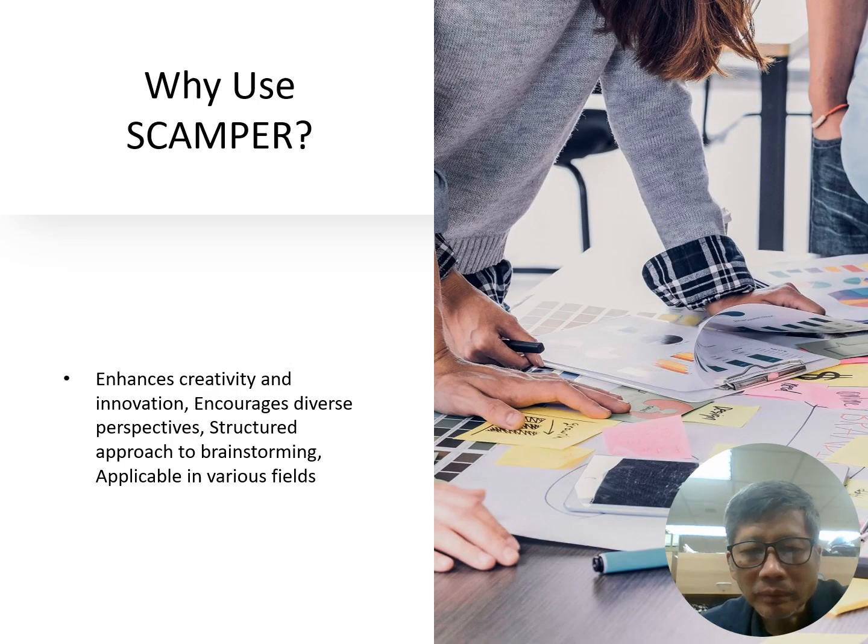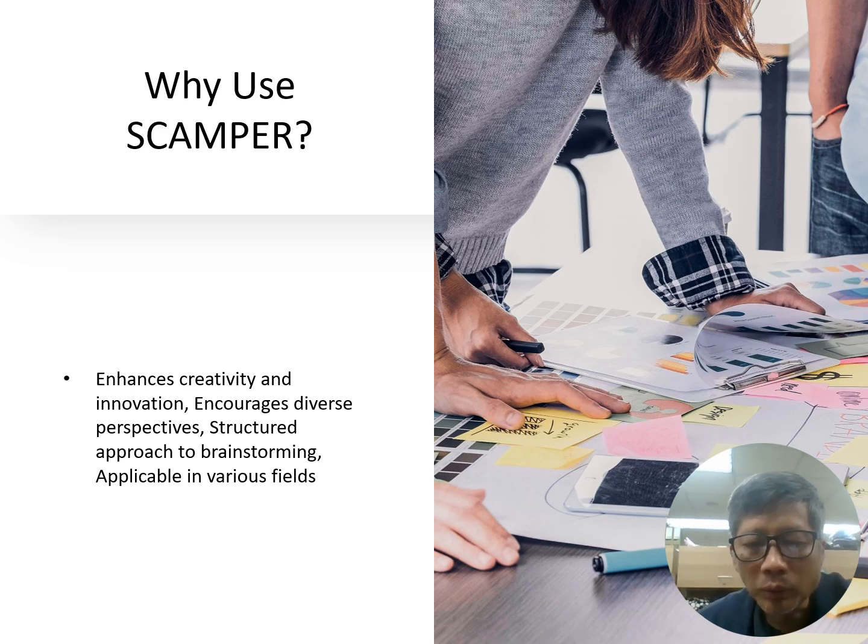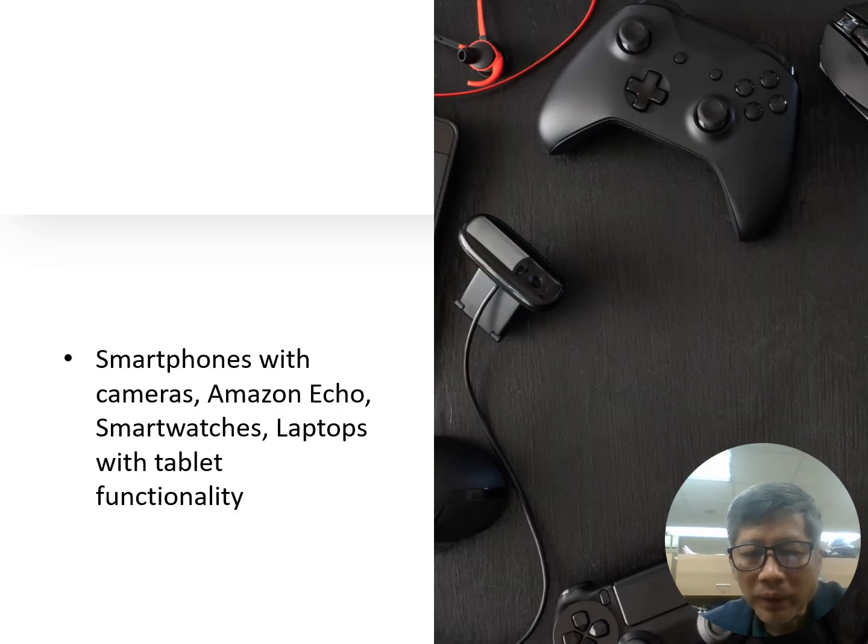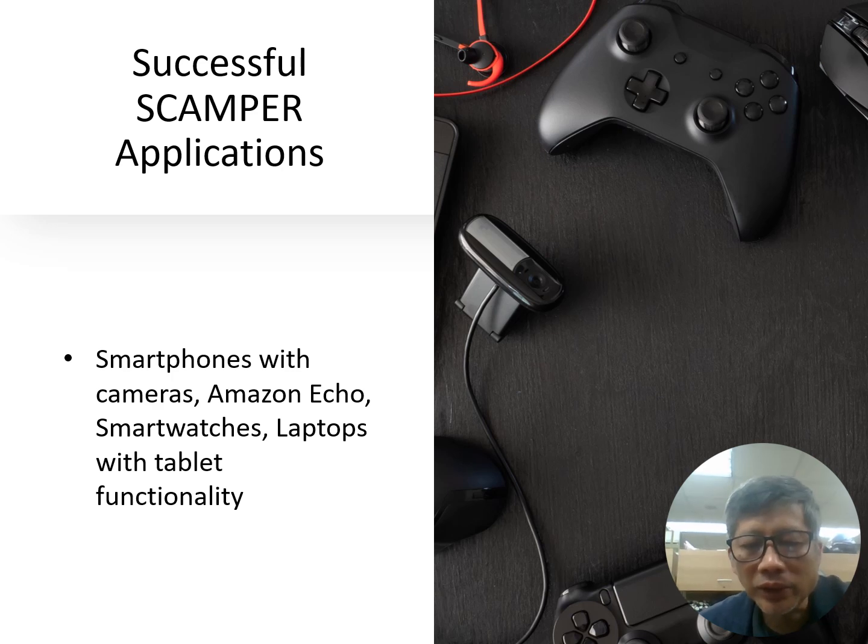Next, why do we use the SCAMPER method? This is a method that will help us in our brainstorming for solutions. It will enhance creativity and innovation. It will also encourage diverse perspectives. And it is actually a structured approach to brainstorming where it is applicable in various fields. Take for instance, the applications that we see in smartphones with cameras, Amazon Echo, smartwatches, laptops with tablet functionality, and so on and so forth.